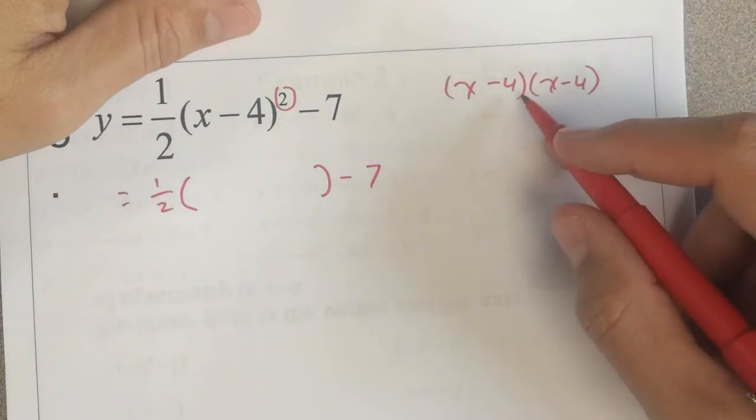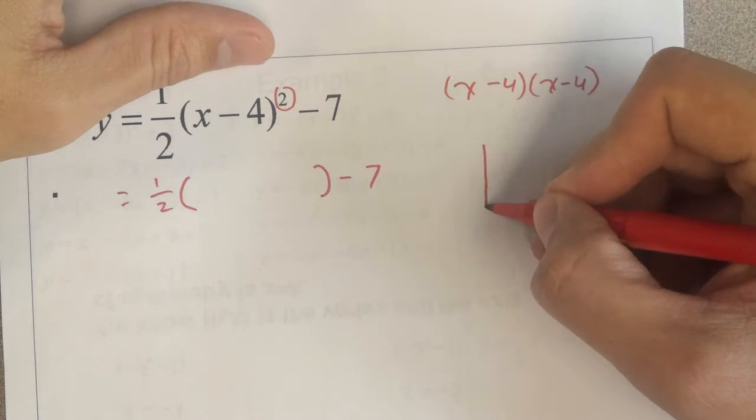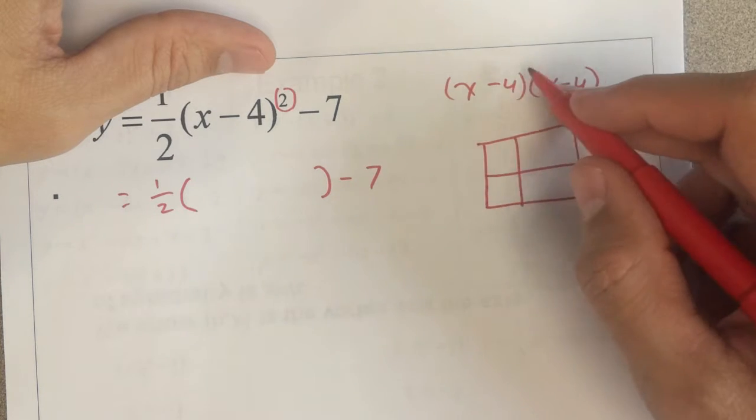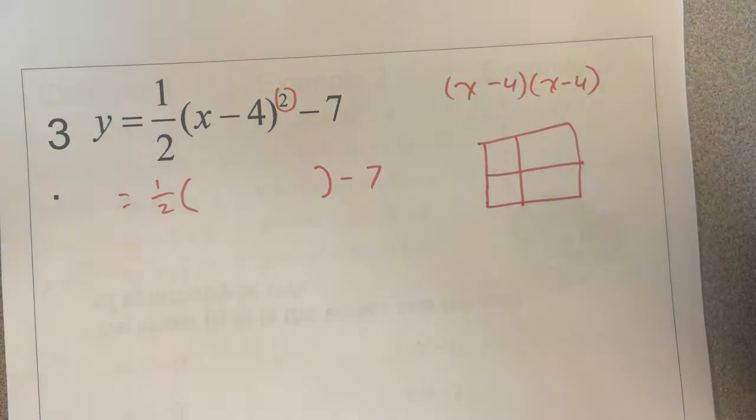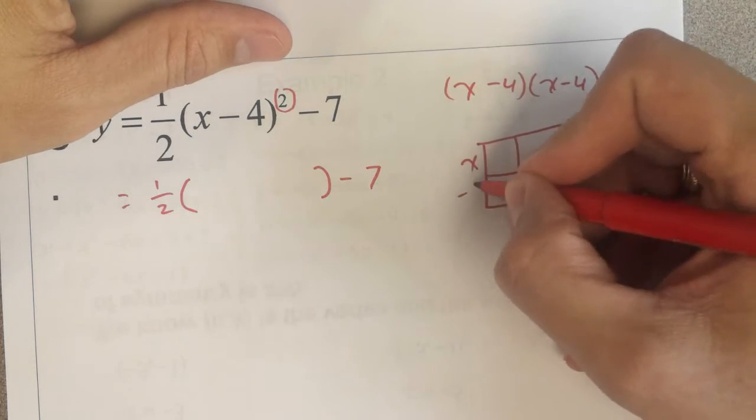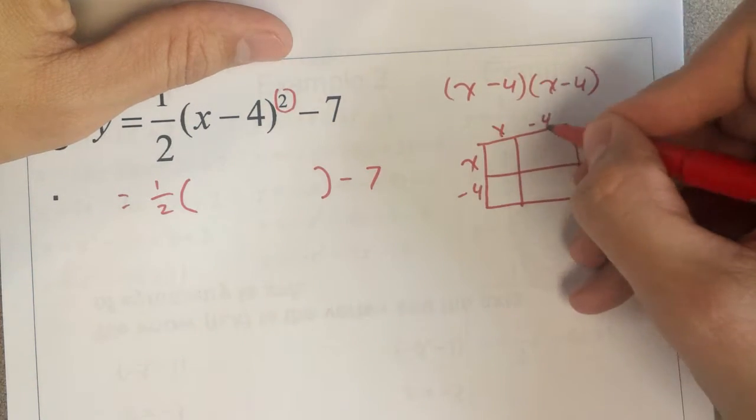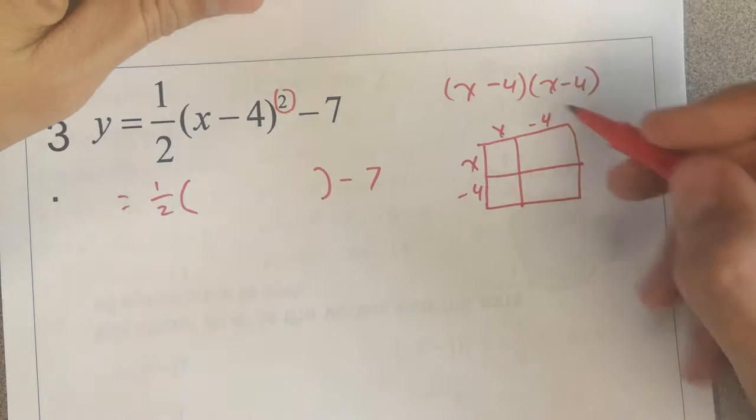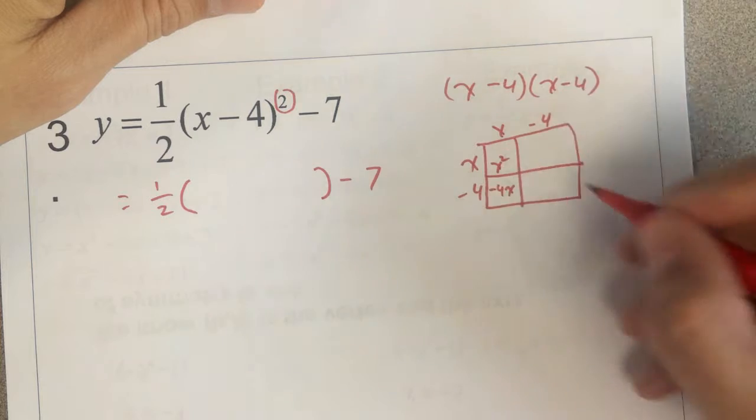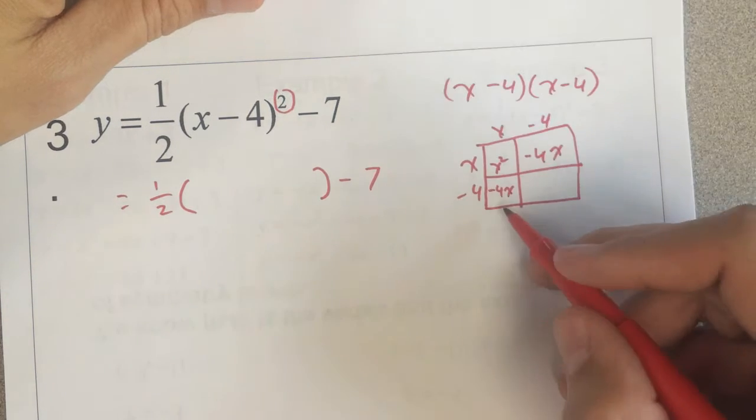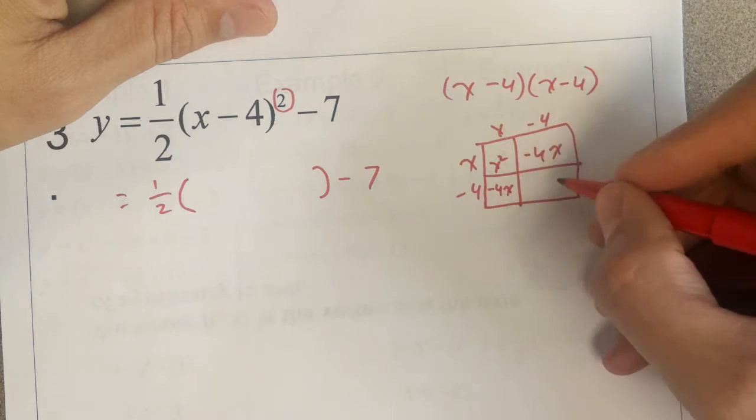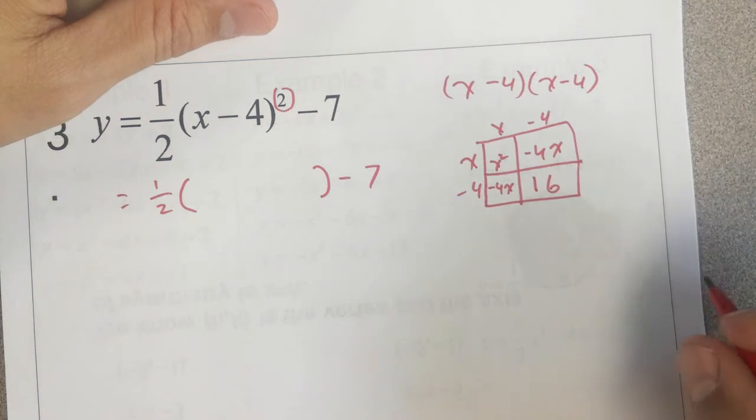To multiply my binomials, I am going to use the box method. If you can FOIL it, first, inside, outside, last, you are welcome to do that. If not, here's the box method. X minus 4, x minus 4 right there. X times x is x squared. X times -4 is -4x. This one is also going to be -4x. And then -4 times -4 is going to be +16.